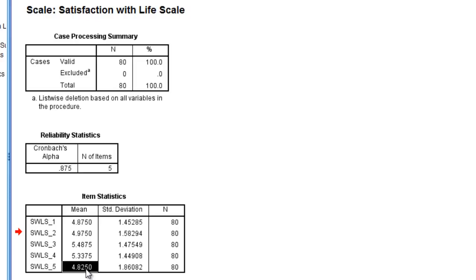So these are the means once again, so the average of all 80 people. And then we have our standard deviations as well, and we can see which item the respondents were most variable on, most spread out on, as measured by the standard deviation. And you can see here that question 5 produced the most variability in the respondents, followed by question 2.